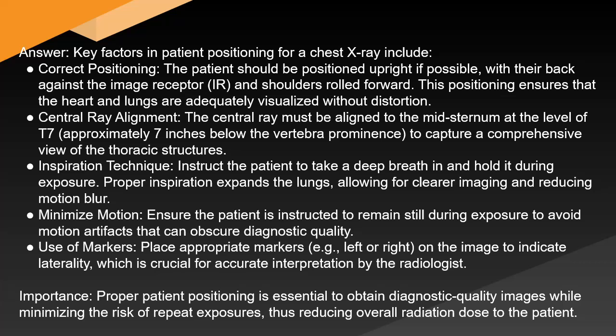Central ray alignment: The central ray must be aligned to the mid-sternum at the level of T7, approximately 7 inches below the vertebra prominens, to capture a comprehensive view of the thoracic structures. Inspiration technique: Instruct the patient to take a deep breath in and hold it during exposure. Proper inspiration expands the lungs, allowing for clearer imaging and reducing motion blur.